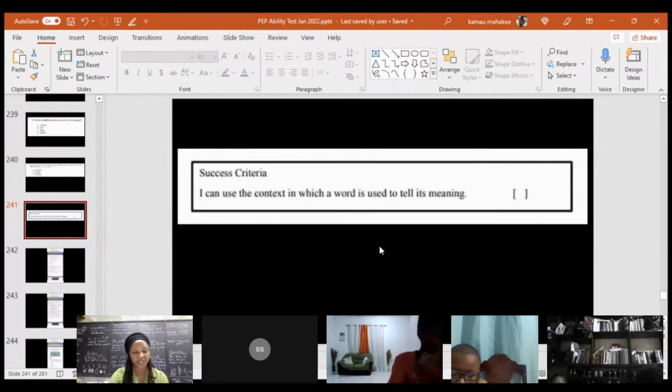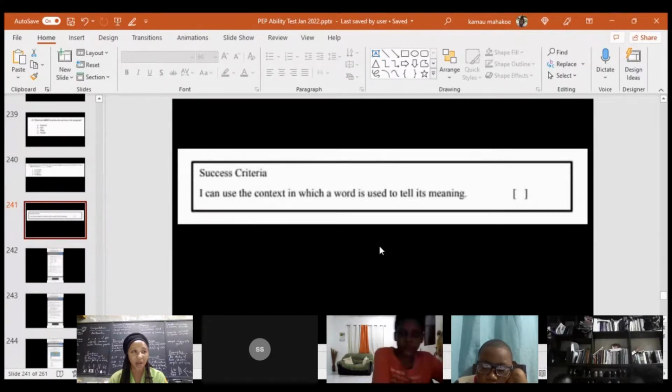And the success criteria would be: I can use the context in which a word is used to tell its meaning. All right, so context means the situation, the scenario, what's happening in the sentence or the paragraph. And we use that to help us to determine the meaning of words, even words that we've never met. We can use how it is used in the context to ascertain the meaning.